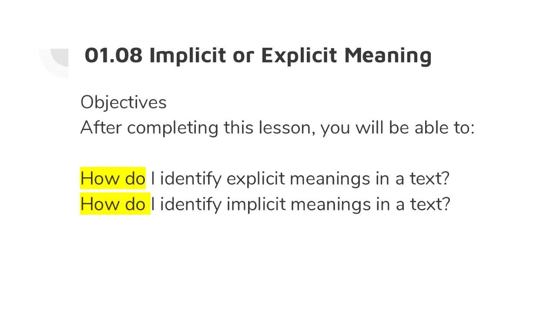And then 1.08, implicit or explicit meaning. The objectives for 1.08: you should be able to identify the explicit meanings in a text and identify the implicit meanings in a text. And this should be a review for a lot of you. But again, I expect you to go through and read the lesson and take the notes, but let's review briefly implicit and explicit meaning.